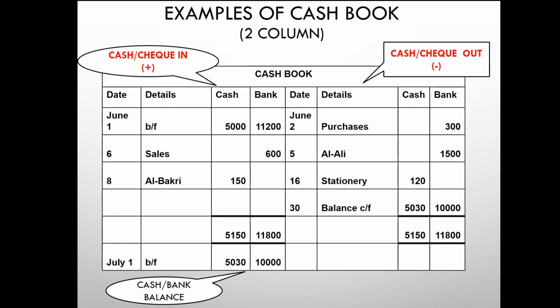This is the example of a cash book with two columns. So the debit side represents cash and check increase, and the credit side represents cash and check decrease. So we are going to use the bank column for the debit side and the bank column for the credit side. Bank column for the credit side, normally we pay by check, and on the debit side we receive by check.